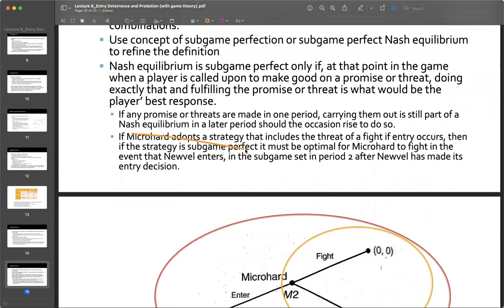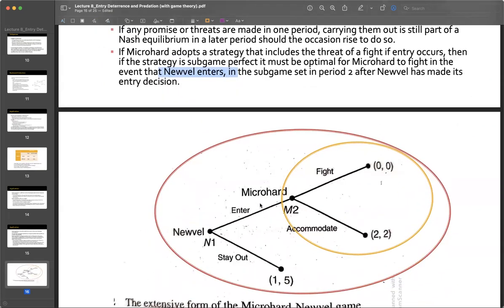So if Microhard adopts a strategy that includes the threat of a fight if entry occurs, then if the strategy is subgame perfect, it must be optimal for Microhard to indeed fight when Newell enters. So what it's saying is that if stay out and fight is the equilibrium, then that means if ever we reach this node here, then Microhard should fight. But no, right? Microhard will want to accommodate because 2 is greater than 0.